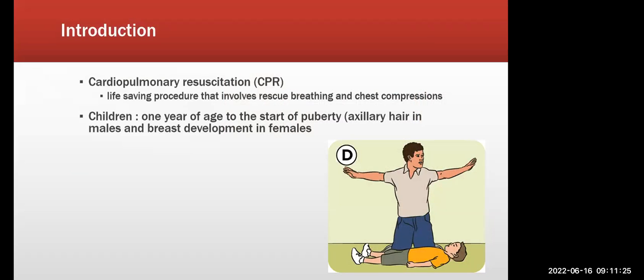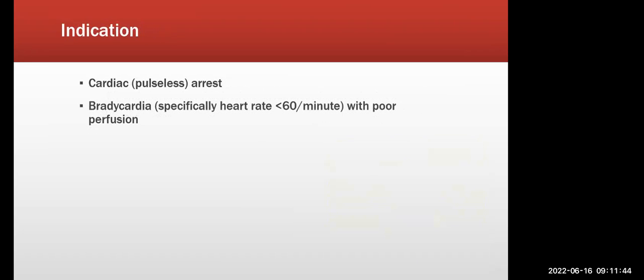So CPR, cardiopulmonary resuscitation, is defined as a life-saving procedure that involves rescue breathing and chest compression. For children, it is defined as 1 year of age to the start of puberty. Okay, next. The indications for CPR are, first, cardiac arrest or pulseless, and second, if the patient is bradycardic, specifically if the heart rate is less than 60 per minute with poor perfusion.